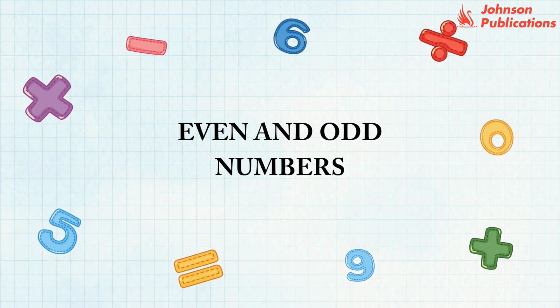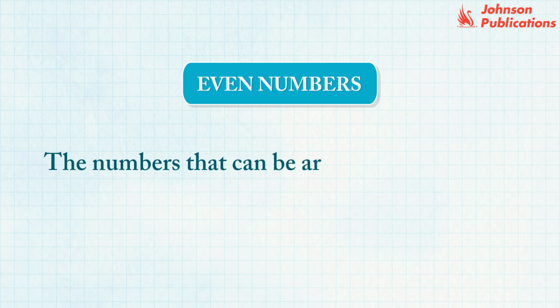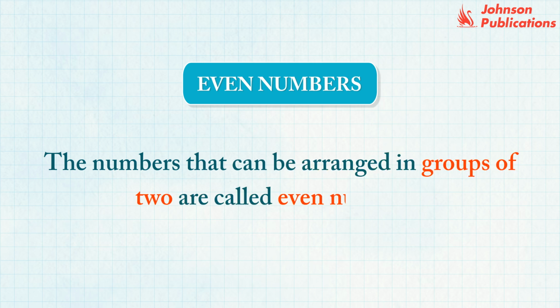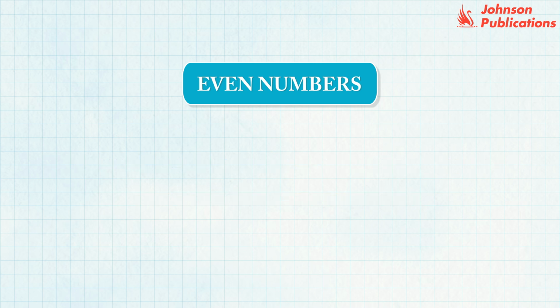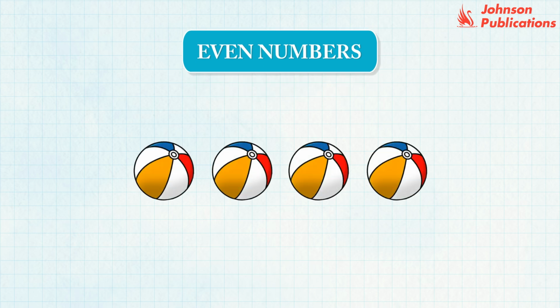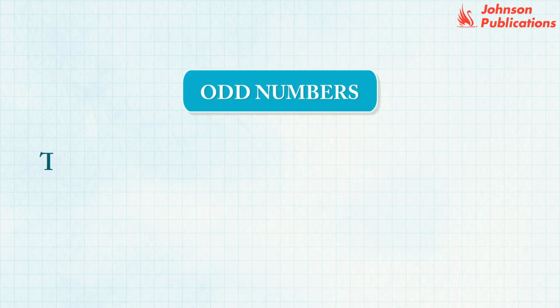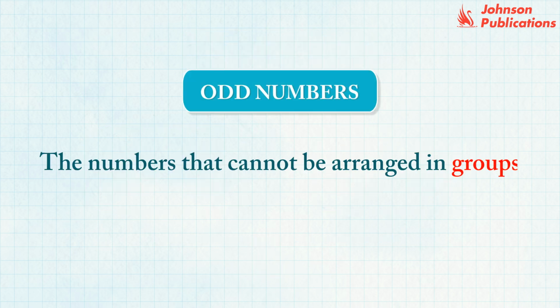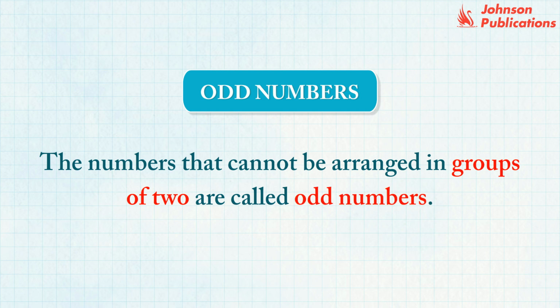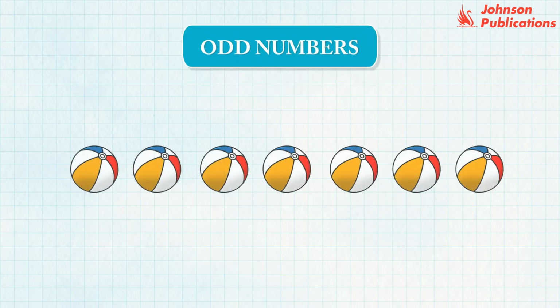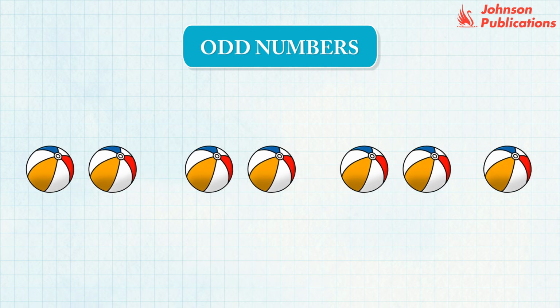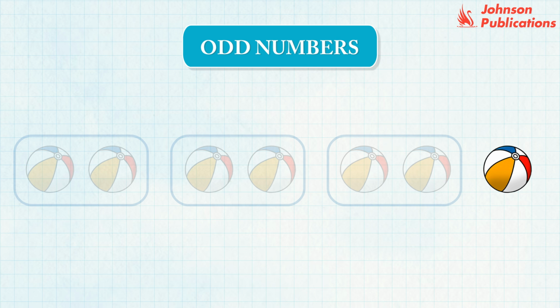Even and odd numbers. The numbers that can be arranged in groups of 2 are called even numbers. Here, 4 balls can be arranged in groups of 2. The numbers that cannot be arranged in groups of 2 are called odd numbers. There are 7 balls. When we arrange them in groups of 2, we see that 1 ball is remaining. So, 7 is an odd number.